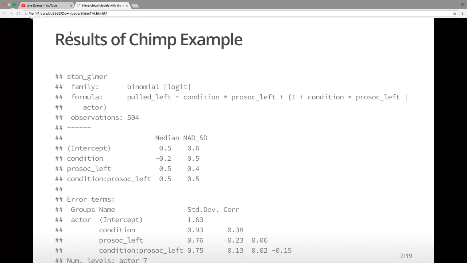So for better or for worse, that is how we would estimate one of those models. So I wanted to show you how you would take the example from the reading and do it in rstanarm.